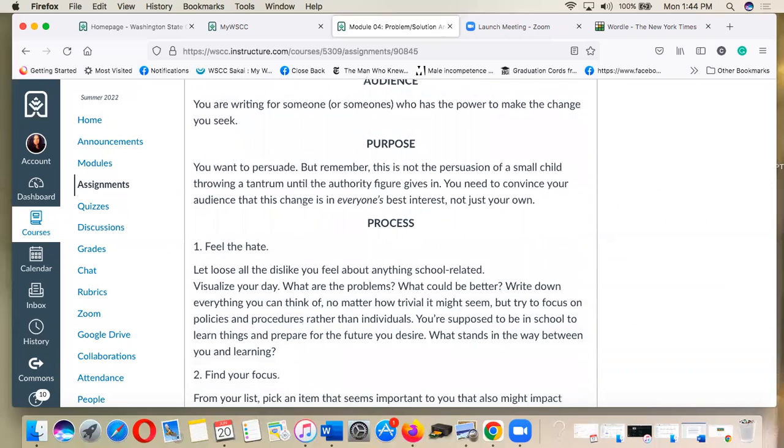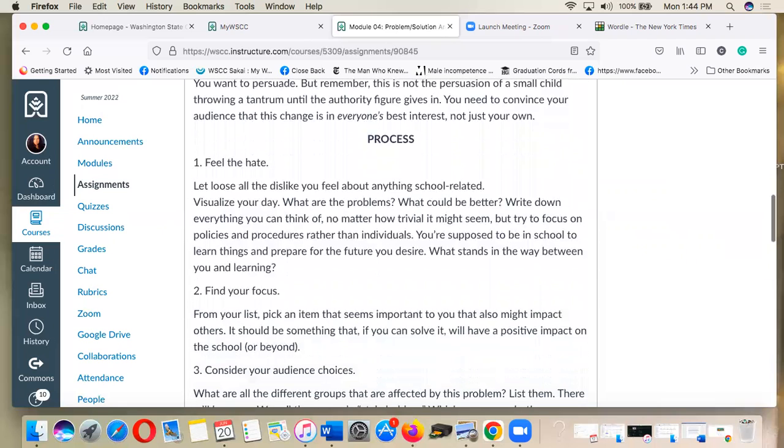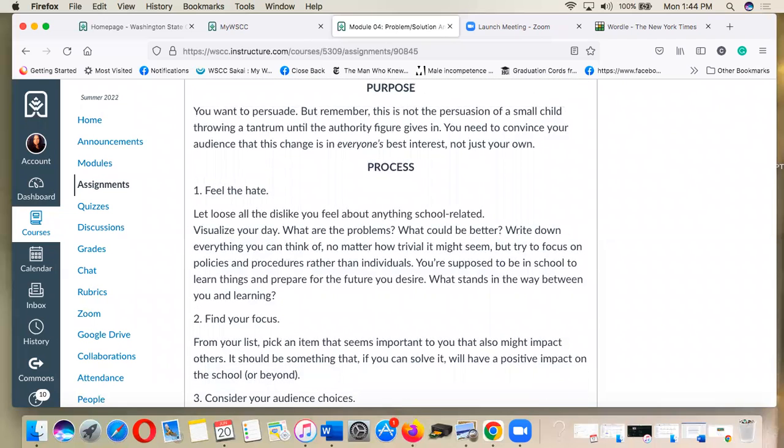Your audience is going to be someone who has the power to make the change you seek. So you may or may not have your ideal audience in the classroom, but you're still trying to argue for these changes to be made. Make sure you're working to persuade your reader. This is not the persuasion of a small child throwing a tantrum until the authority figure gives in. You need to convince your audience that this change is in everyone's best interest, not just your own.